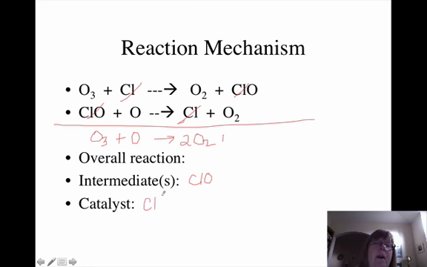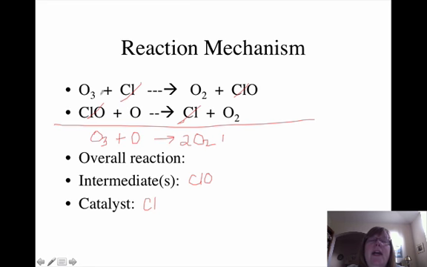Probably going to learn more about this reaction when you take environmental science. It's how ozone is depleted, and these chlorofluorocarbons in our environment, they act as a catalyst to speed up the decomposition of the ozone.